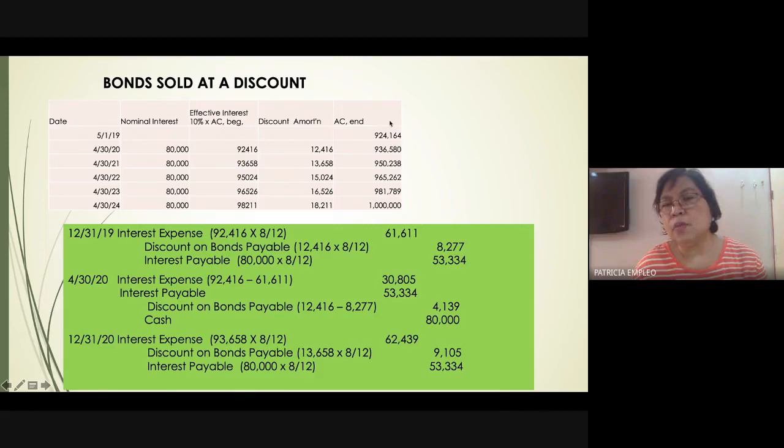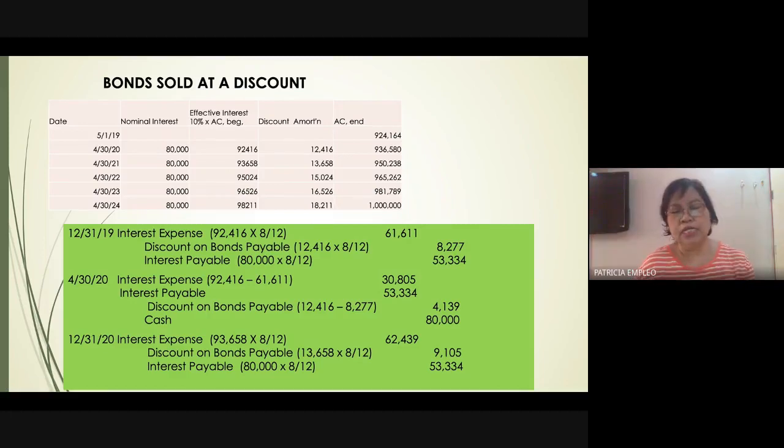And because we start with a beginning amortized cost lower than the face value, as we amortize the discount, we need to reach an amortized cost equal to the face value of the bond such that your amortized cost increases as we reach maturity. Because your amortized cost increases, that means your effective interest likewise increases such that your discount amortization, because this column is higher than this column, also has the tendency to increase.